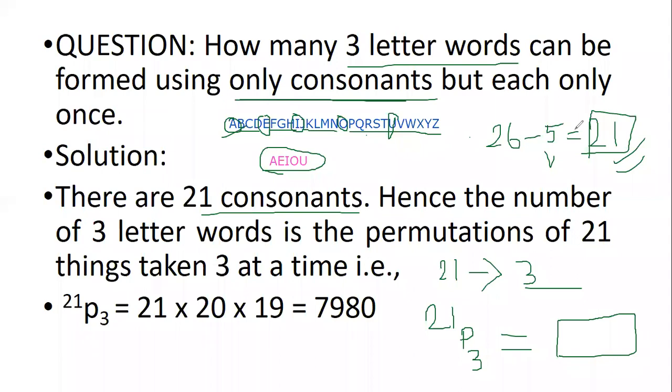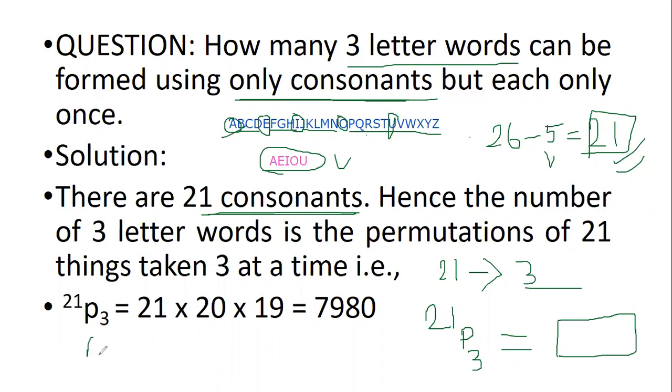So out of 26 alphabets, I took out the vowels, that is 5. What is remaining is 21 alphabets. Those 21 alphabets are called the 21 consonants in the English alphabet. So out of 21 consonants, I am supposed to derive 3-letter words. So what do I do? 21P3. Now how do I find 21P3?